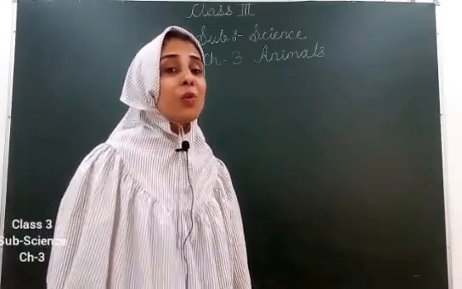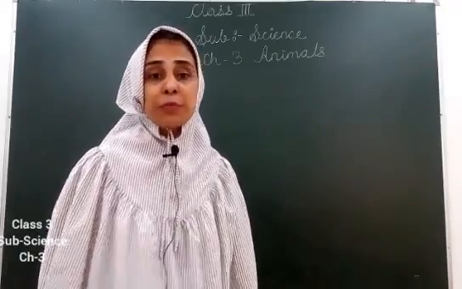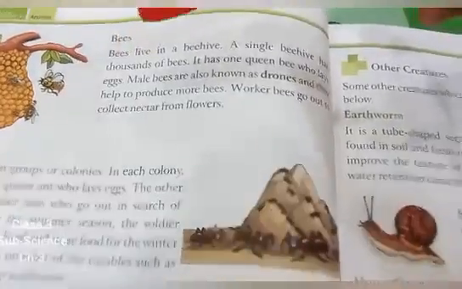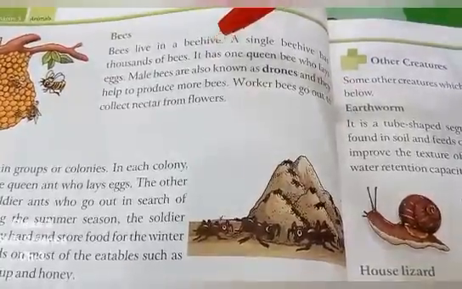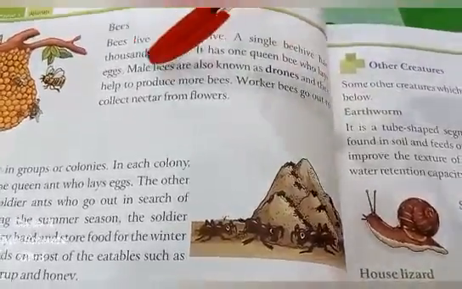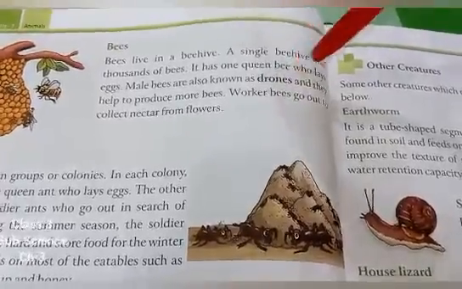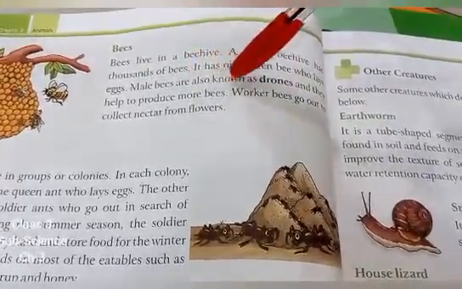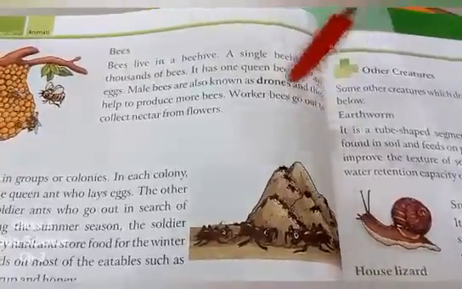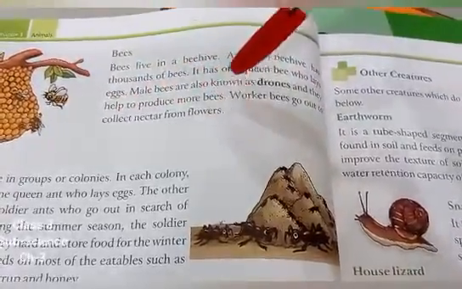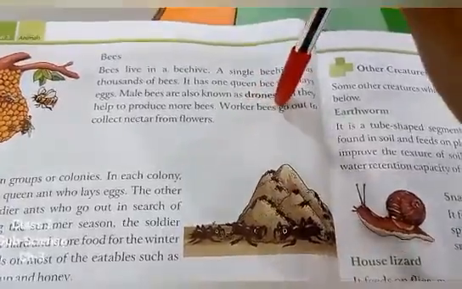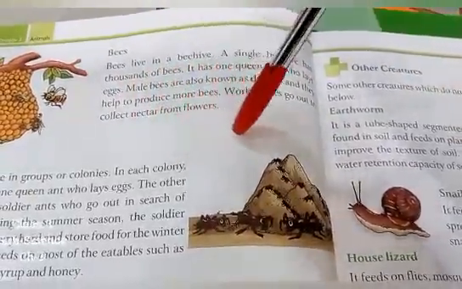Now we are going to learn about bees. Have you seen bees? Bees live in a beehive. A single beehive has thousands of bees. It has one queen bee who lays eggs. Male bees are also known as drones, as they help to produce more bees. Worker bees go out to collect nectar from flowers.